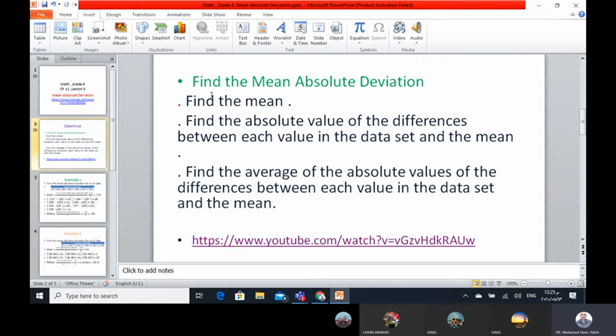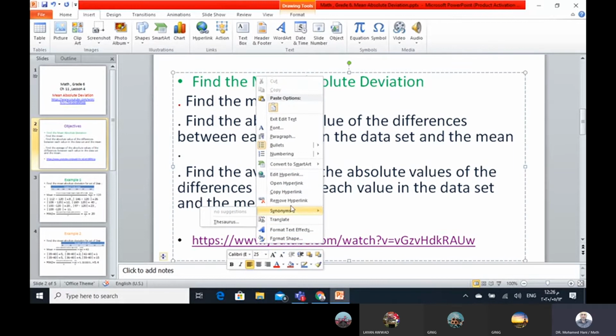I will repeat. When you want to find the mean absolute deviation, you must follow 3 steps. The first one, find the mean, then find the absolute value of the differences between each value in the data set and the mean. Then the last step, find the average of the absolute values of the differences between each value in the data set and the mean. To know the meaning of this step, watch this video with me.